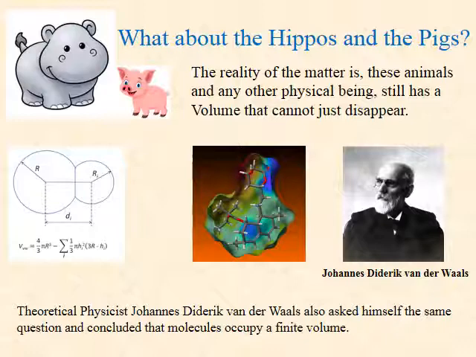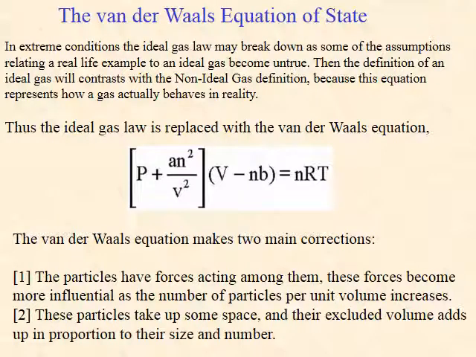finite volume. The picture at the center of the slide shows what is called the van der Waals volume of a molecule. We normally draw molecules as if they were made of atoms connected by sticks. Actually, molecules are very fluffy, and the combined volume of constituent atoms result in what is called a van der Waals surface. In extreme conditions, the ideal gas law may break down as some of the assumptions relating a real-life example to an ideal gas become untrue.